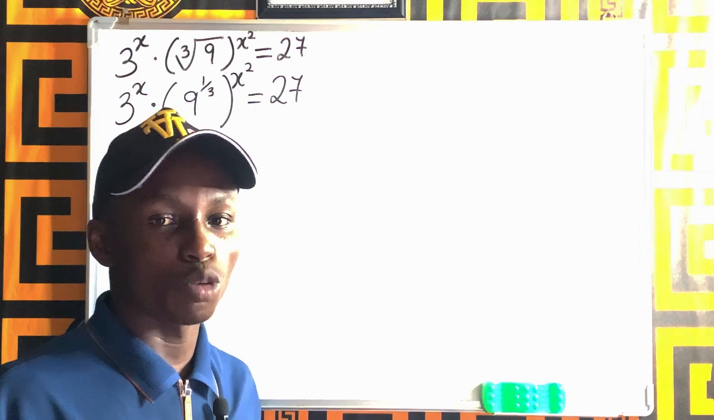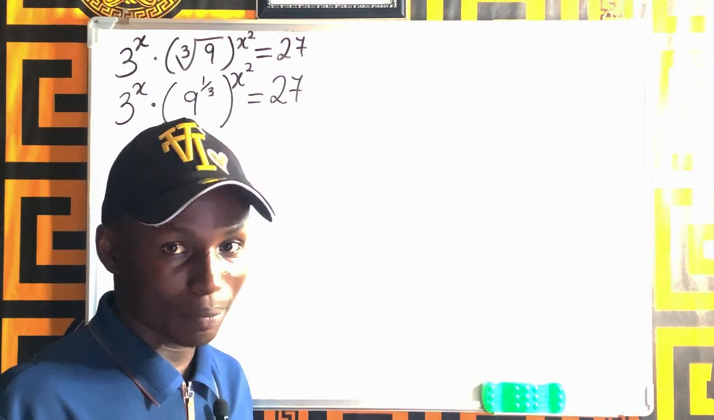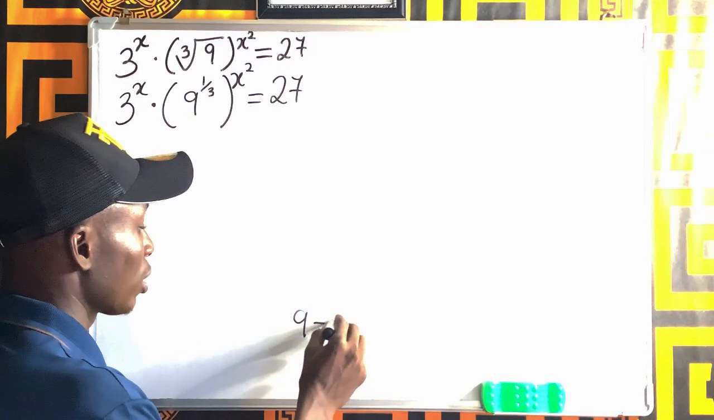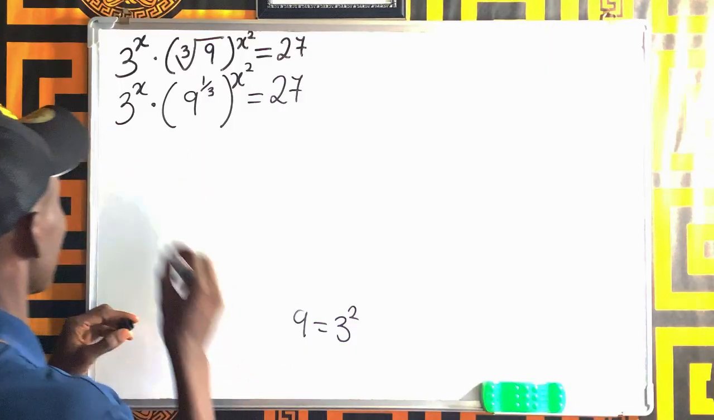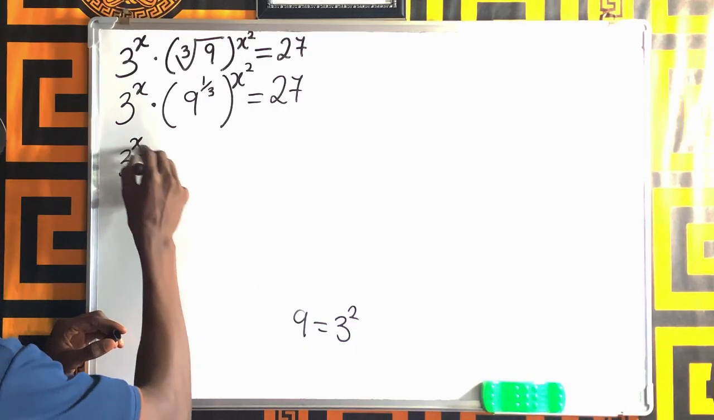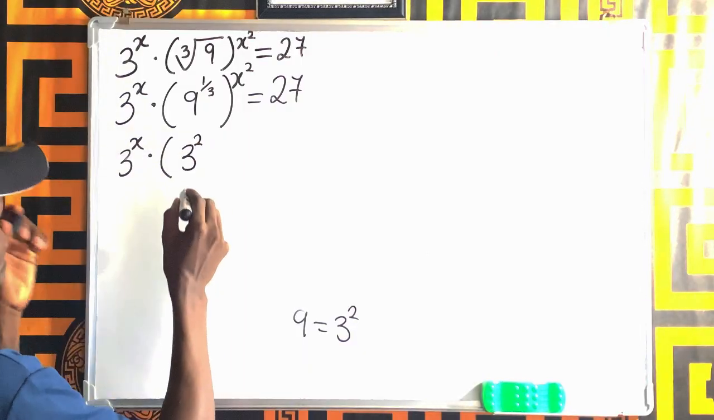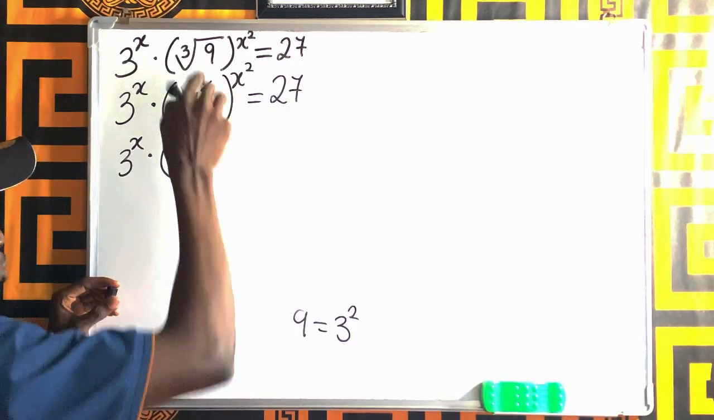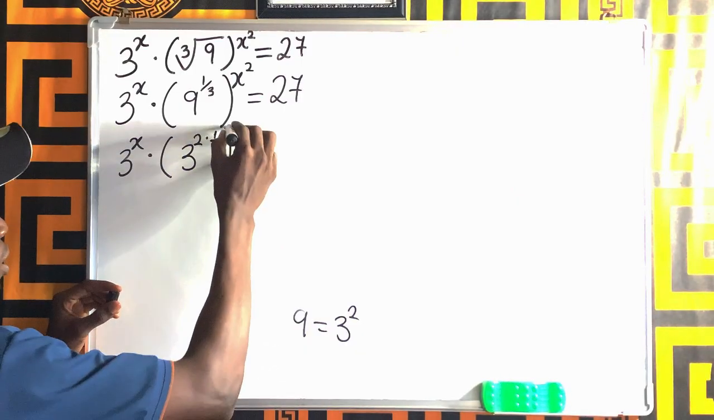Now, I can put 9 in index form because 9 can also be seen as 3 raised to the power of 2, because 3 multiplied by itself in 2 places is 9. So I'm not wrong if I decide to write 9 as 3 to the power of 2, because 3 times 3 gives me 9. So this is 3 to the power of x multiplied by 3 to the power of 2 representing 9, then multiplied by the power which was here, which is 1 over 3, all to the power of x squared.